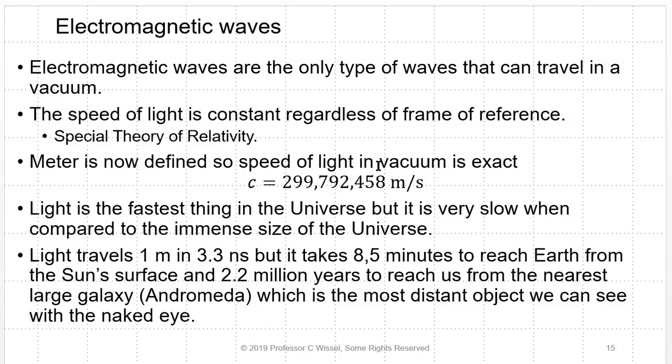And if you look at the sun, please don't look at the sun with your naked eyes. If you look at the sun, it takes 8.5 minutes for that sunlight to reach Earth from the surface of the sun. And the most distant naked eye object that we can see, which is the Andromeda Galaxy, our sister galaxy in our local group, it takes 2.2 to 2.5 million years for the light to reach us from that. And equally, if there are aliens in the Andromeda Galaxy looking toward the Milky Way, it's going to take that light 2.2 to 2.5 million years to reach them from our galaxy.